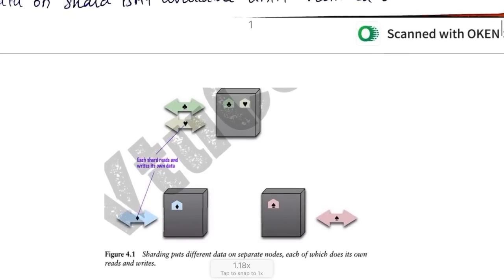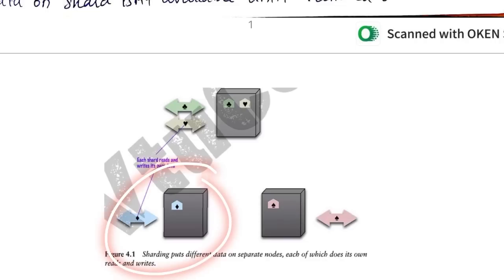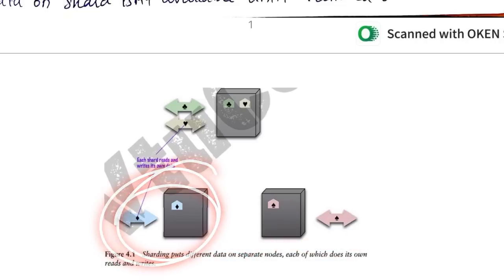Next, here we have figure 4.1, which shows how sharding works. The data is divided into smaller units. So this data is being divided into one unit here and one unit here. These units are called shards. Each shard is stored on a separate server, right? So there are multiple servers here which are being accessed. Each node will be responsible for handling its own subset of read and write requests.